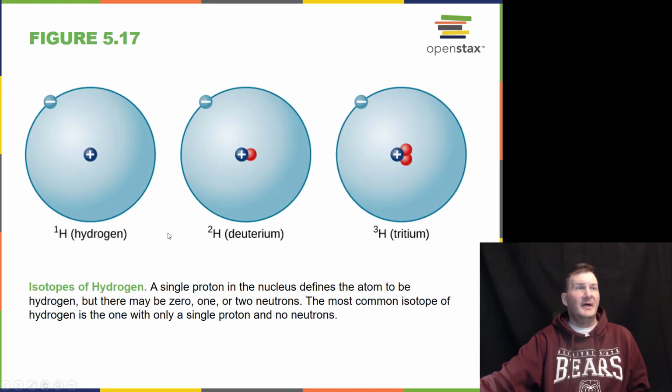Now, if you add an extra proton to the mix, we can get different isotopes of an element. And so we have the regular hydrogen. If you add an extra one to hydrogen, we get deuterium or tritium, with extra neutrons.